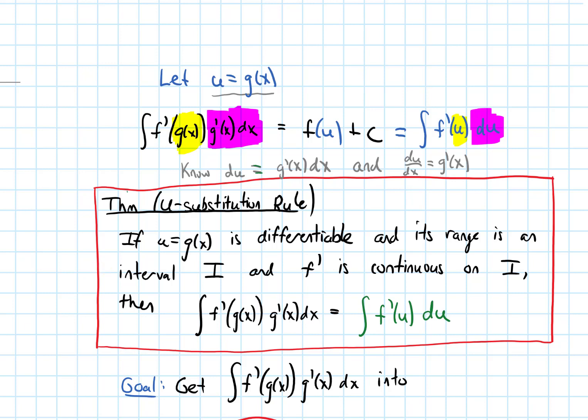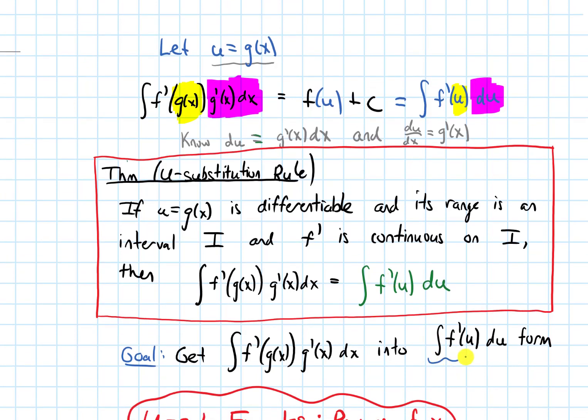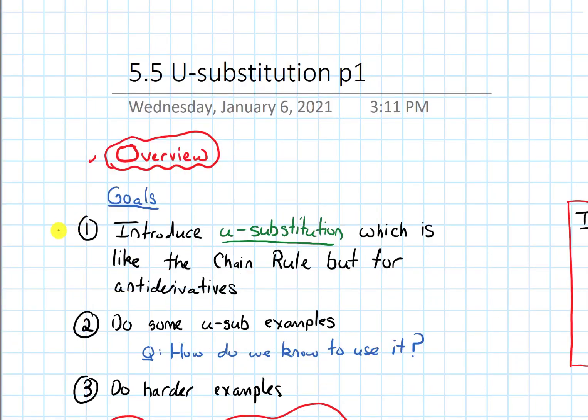Our goal with these U-substitution questions is that we will have these antiderivatives which look like derivatives from the chain rule, but they'll be in disguise. It won't always be obvious that they are a derivative from the chain rule. Our goal is to get these into the form integral of f prime of u du by doing some U-substitution. Once we do that, this form is easier to integrate, and that's what we want. U-substitution can make integrals easier to do. So in terms of our goals for this section, we finished goal 1, introducing what U-substitution is.